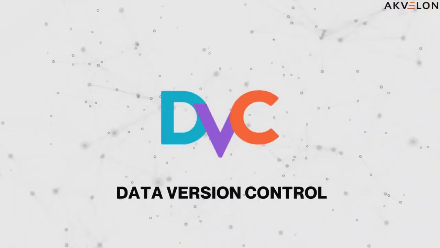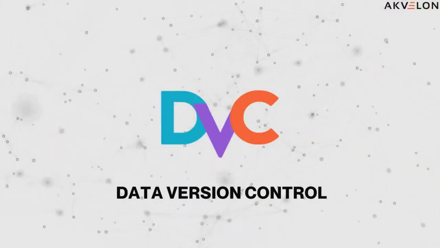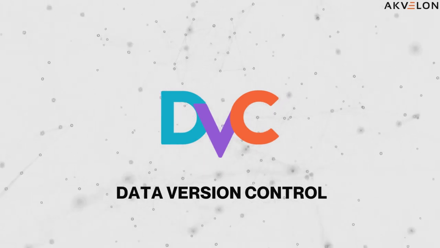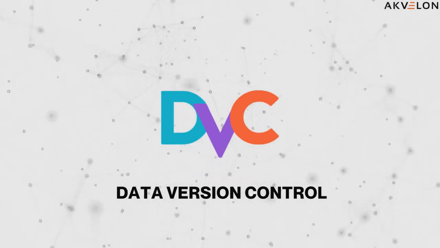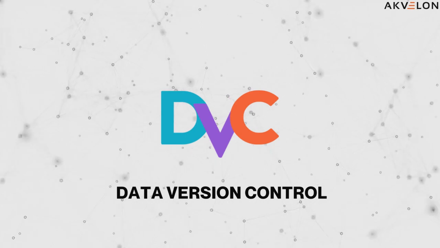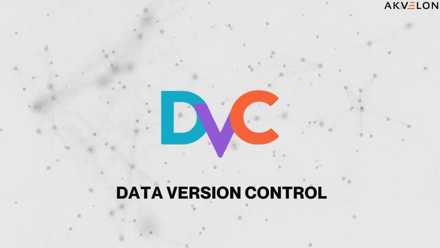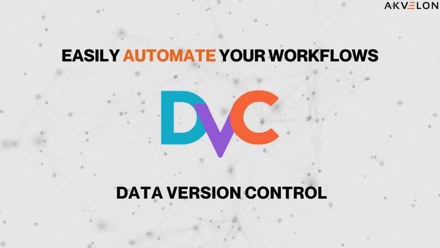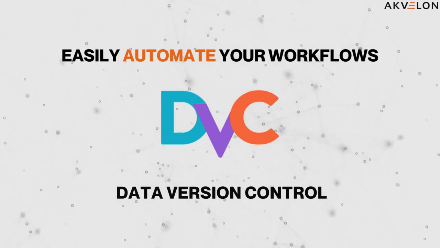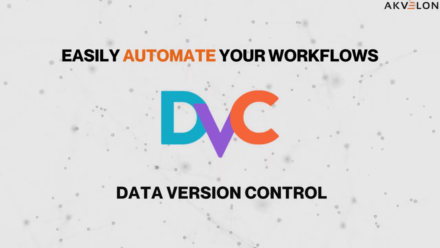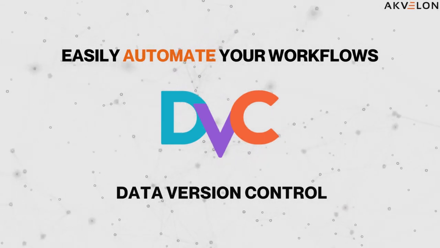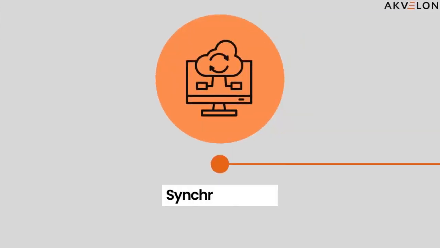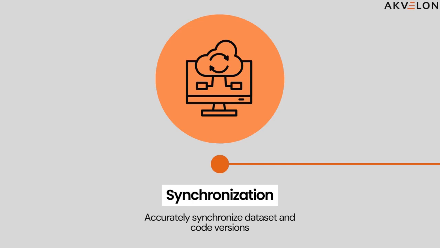Another project from iterative.ai is DVC. As data science projects become more complex, it's becoming increasingly important to keep track of changes to your code and data. That's where data version control comes in. DVC is a powerful tool that allows you to easily automate workflows, ensuring timely completion of projects, fast development, and quick access to results. DVC helps to accurately synchronize dataset and code versions, allowing for parallel work with different dataset versions and machine learning approaches.